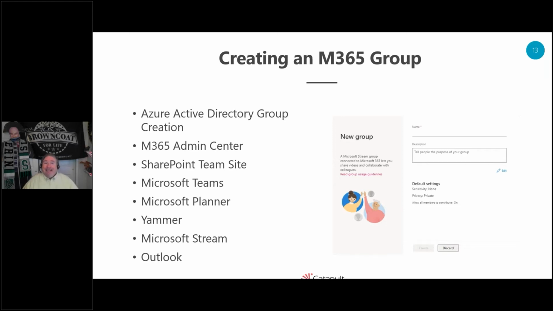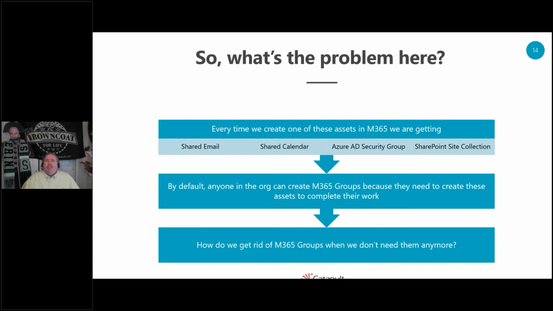And that kind of leads us to this whole thing of, well, what's the problem here? I've got lots of ways to create these things. They're obviously valuable. People want to work in teams. People need to use Planner. People want to use Stream. They want to use Project. What's the problem here? Well, the problem is every time I create one of these things, I'm getting all those core elements: the email, the calendar, the security group, the SharePoint site collection, right? And anybody can go out and create these things.